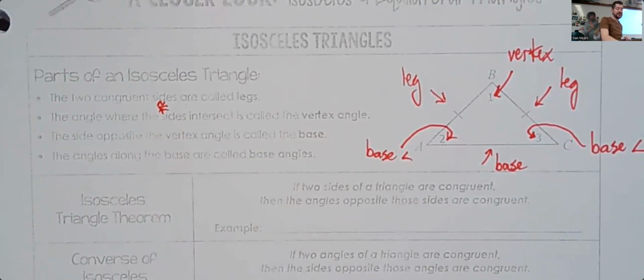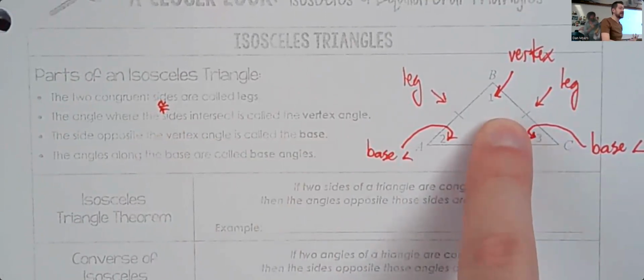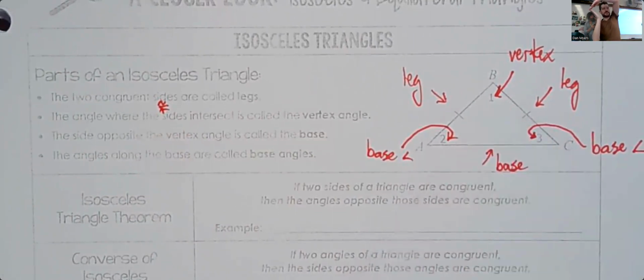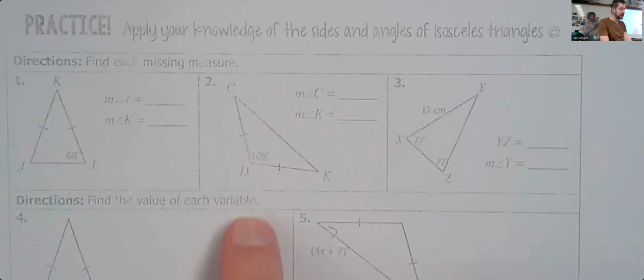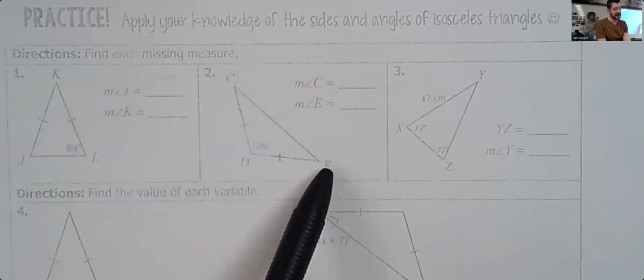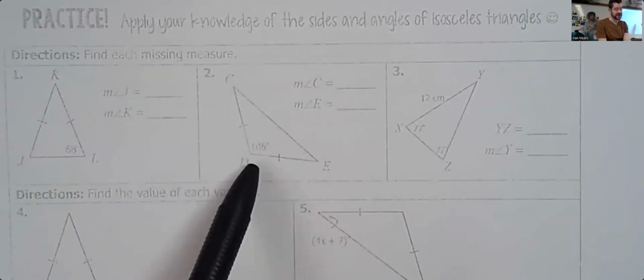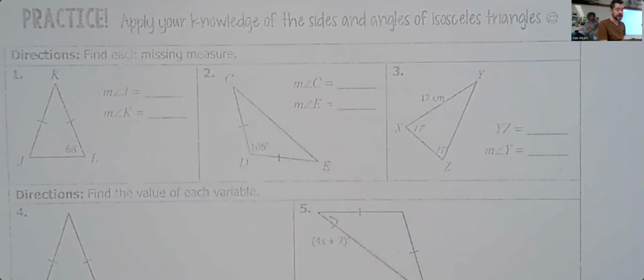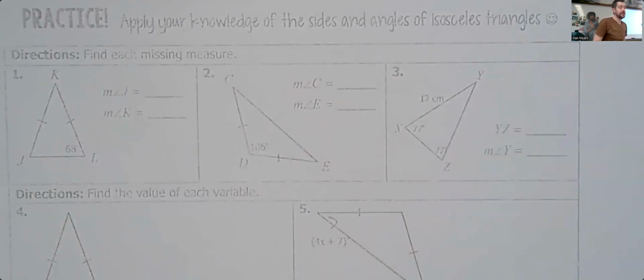Now, it doesn't necessarily have to be at the top, because you could draw an isosceles triangle sideways. So it's not always going to be the top of the triangle. It's where the two congruent sides meet. Let's just look at number 2 real quick. Number 2, the vertex angle would be D at 106 degrees, because that congruent side and that congruent side meet right here. For 3 would be Y, exactly. So wherever the congruent sides meet is the vertex.